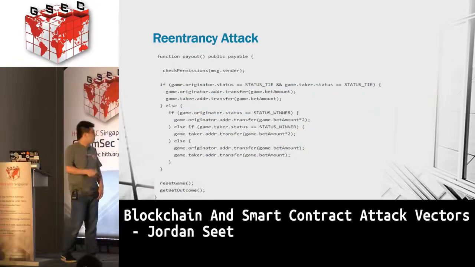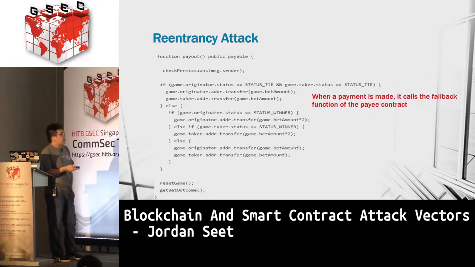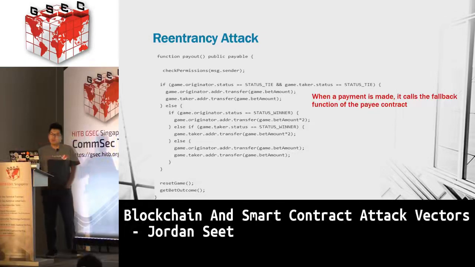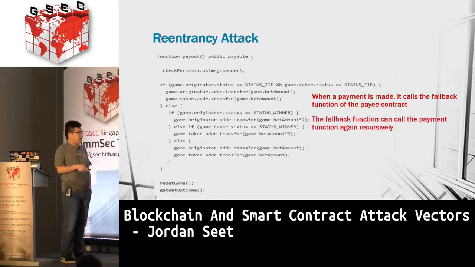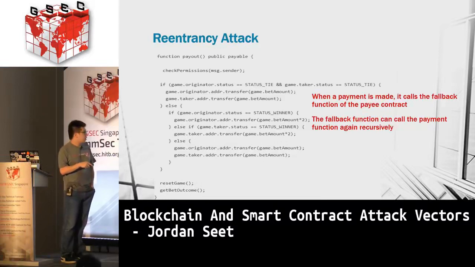So what happens is, when a payment is made, it always calls the fallback function, which is the function that allows payment to the other contract. But the contract can equally call the payment again. So if you look at this line over here, the game originator will transfer the bet amount to someone, correct? To the game or something.